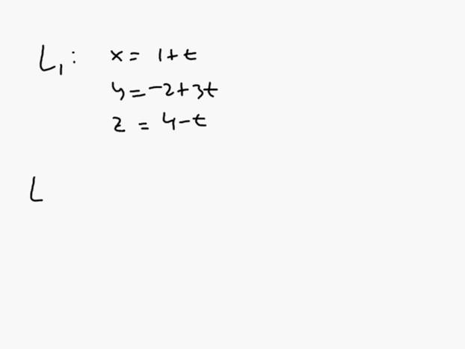And then we're given a second line, L2. And that line looks like this: x equals 2s, y equals 3 plus s, and z equals negative 3 plus 4s. Okay. And our goal here is to find the distance between these two lines.